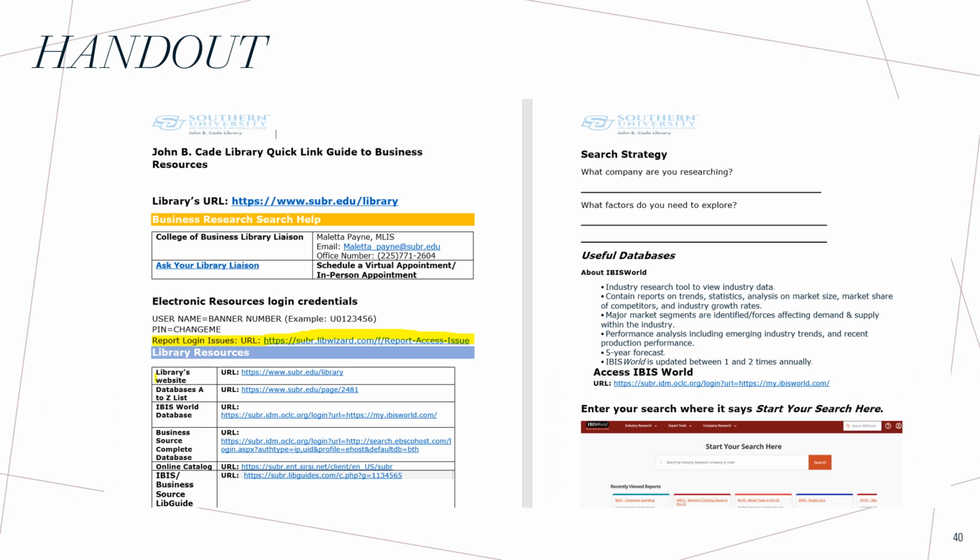Here, quick links are to the library's website, the A to Z list, the IBIS World database, the Business Source Complete database, our online catalog, and the IBIS Business Source Complete LibGuide is also featured in that. I've also set up a search strategy where you can enter the type of company that you're researching and what factors, if you wanted to keep a running log of what factors you would need to explore. So I've also broken down a little information about IBIS World and how to access it. And I've also included the Business Source Complete information there as well.